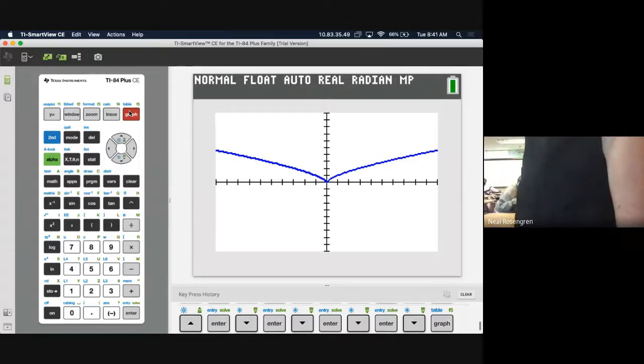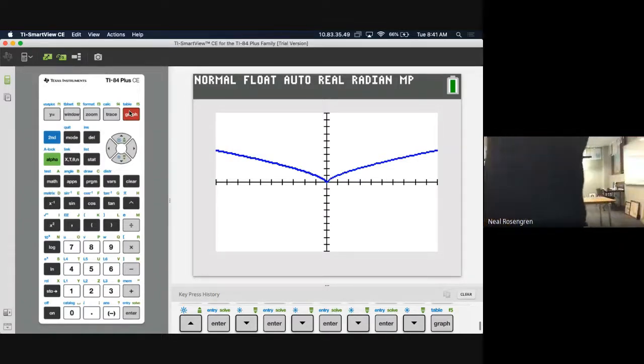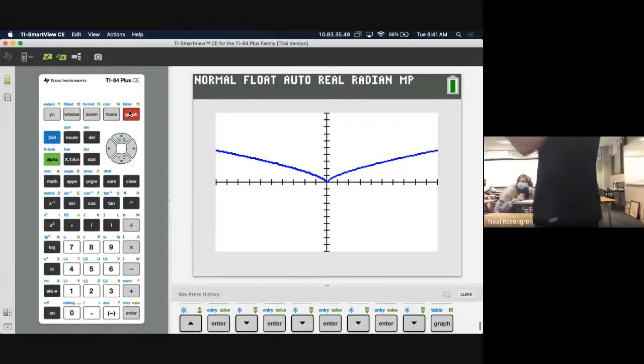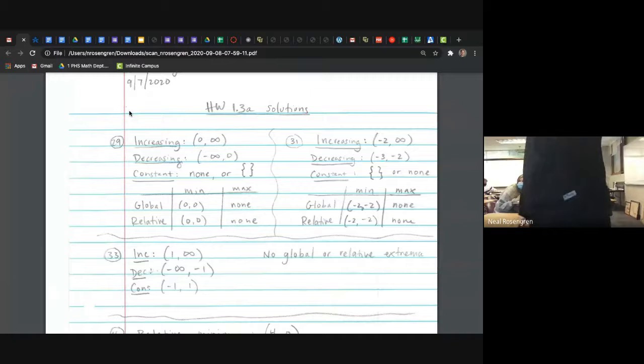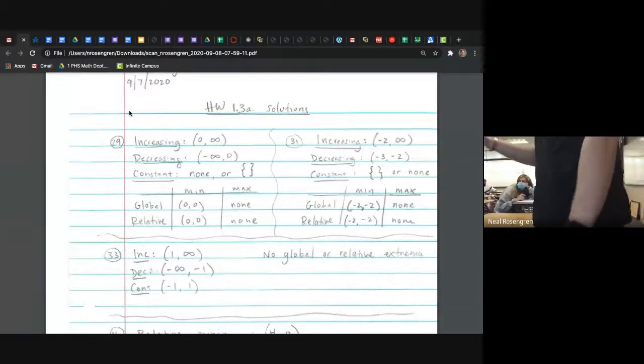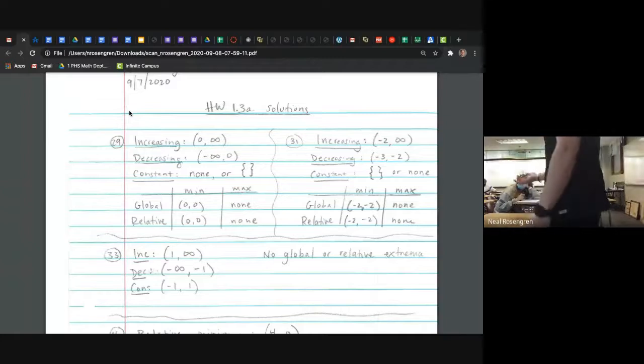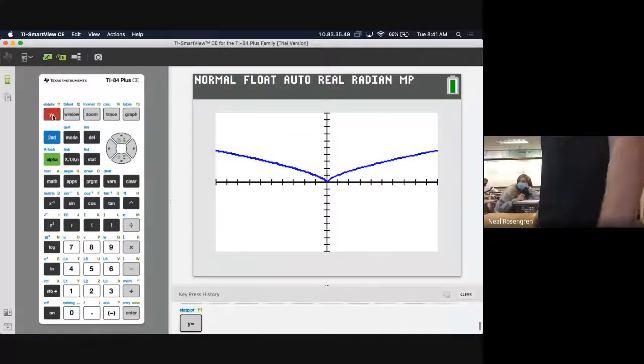Negative infinity to 0, decreasing; 0 to infinity. Of course, always open intervals, right? Exclusive intervals. So increasing 0 to infinity, decreasing negative infinity to 0, and then no constant intervals. And then you really only had one minimum in the whole thing. So it was the global and the relative at 0, 0, and there was no max. Stop me if you have questions.